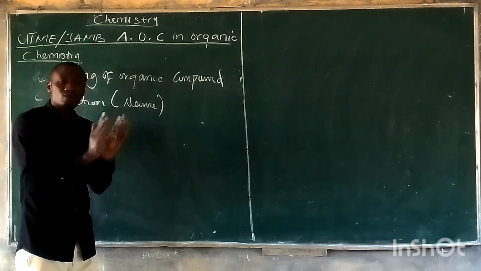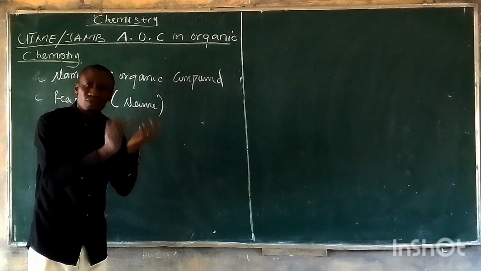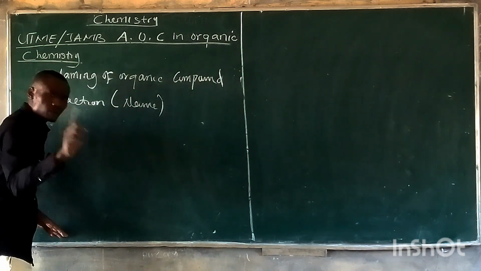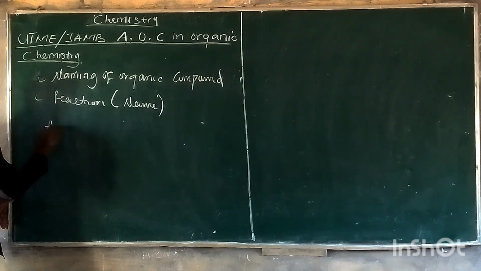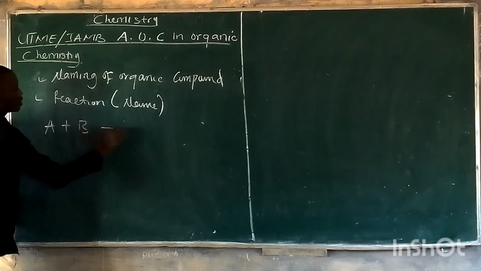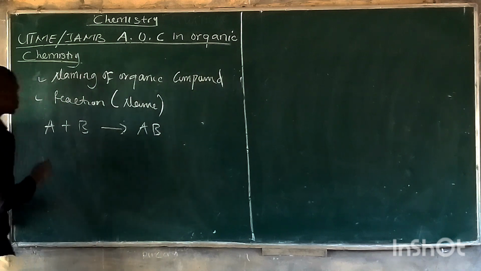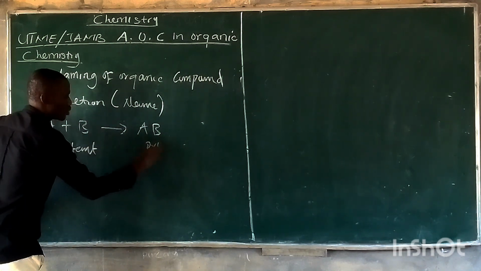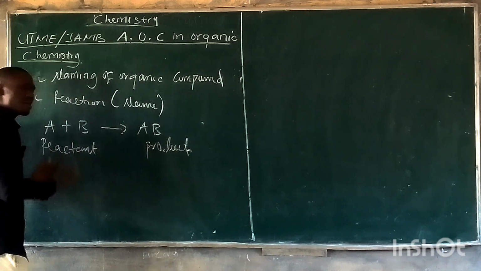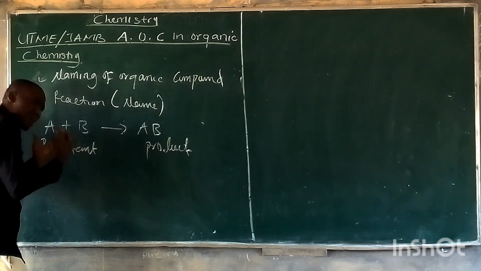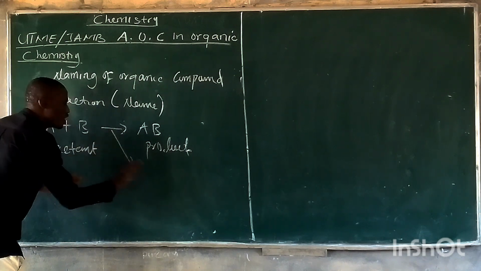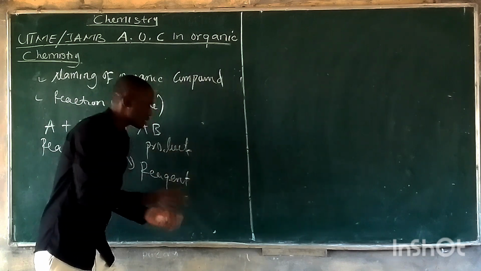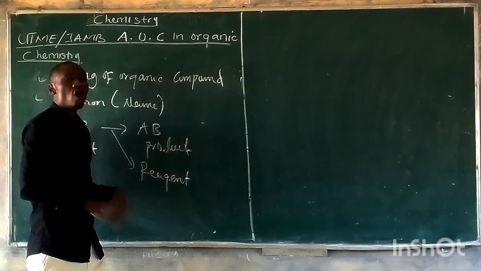Now, organic chemistry expects you to know the name of these reactions, because the question may ask, what is the name of this reaction? So the name of the reaction must be known. Another thing to know is the reactant, A plus B, which gives the product AB. You need to know the reactant, the chemical compound undergoing a reaction, and then the product. And then you need to know the reagent.